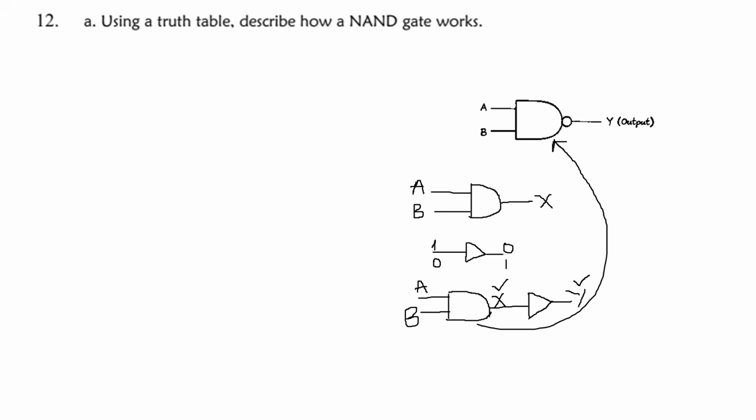So instead of drawing this, we draw that symbol there. That's the symbol for a NAND. So this is a NAND gate. A NAND is a combination of AND and NOT. In fact, NAND means not AND.